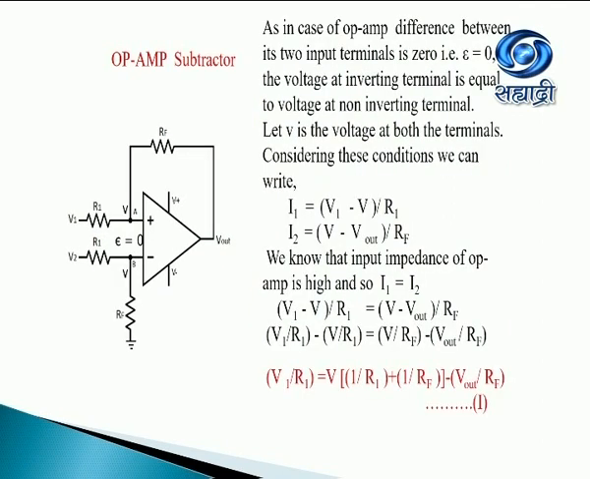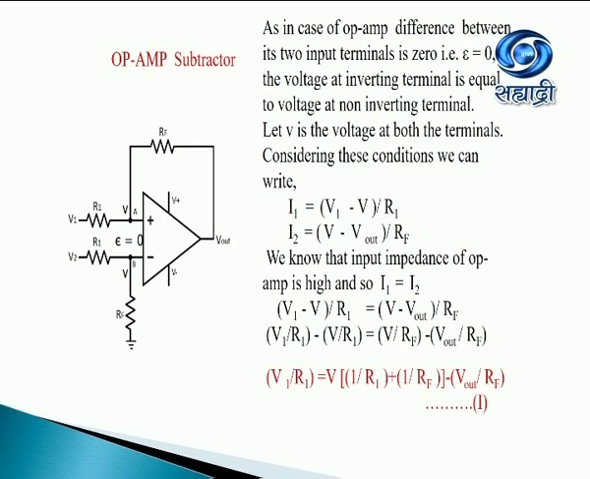As in the case of an op-amp, the difference between the two input terminals is 0, that is, epsilon is equal to 0, the voltage at the inverting terminal is equal to the voltage at the non-inverting terminal. Let V be the voltage at both the terminals. Considering these conditions, we can write I1 is equal to (V1 minus V) upon R1, I2 is equal to (V minus Vout) upon RF.